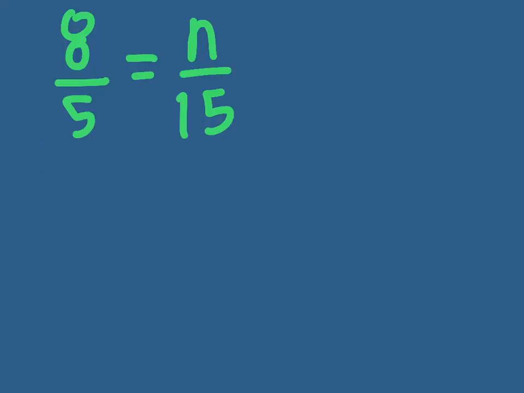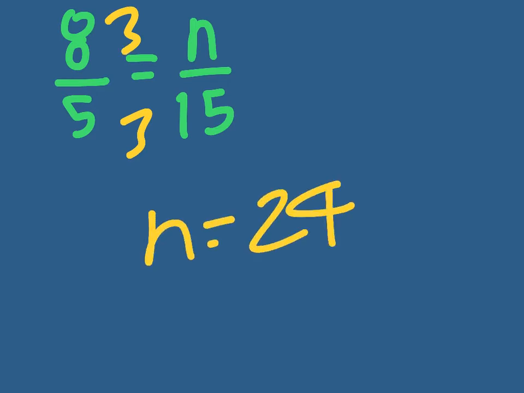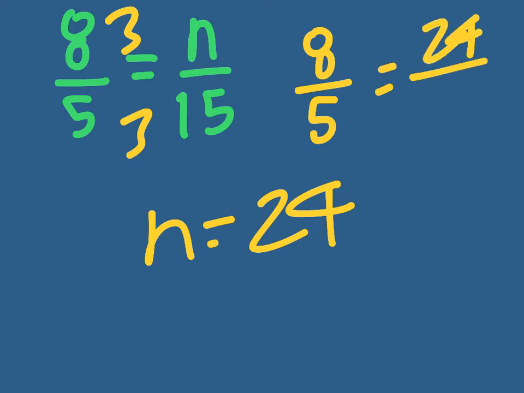Take a look at this one and get your answer, and when you're ready to check, pause the video. Okay, 8 over 5 is equal to n over 15. We can use mental math again. 5 to 15 we know is 3, so we multiply the top by 3. We get n is 24. That's our answer. So 8 over 5 is equal to 24 over 15.